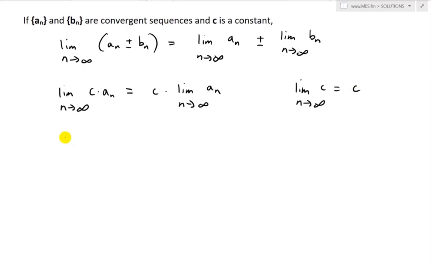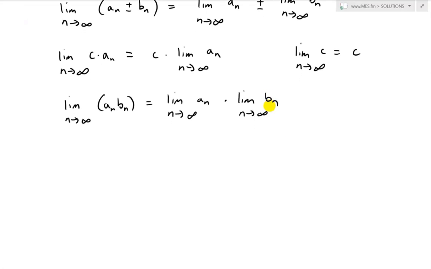So let's do the multiplication now. The limit as n approaches infinity of an bn equals the limit as n approaches infinity of an, times the limit as n approaches infinity of bn. So we just multiply the limits together.